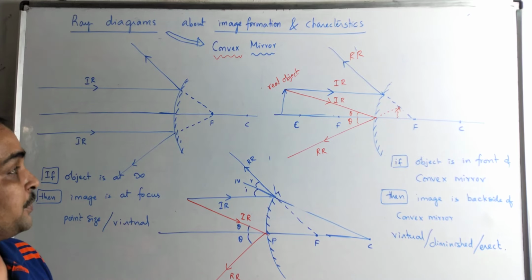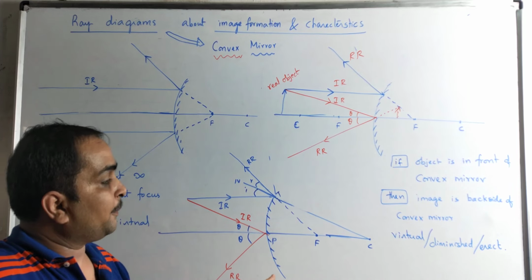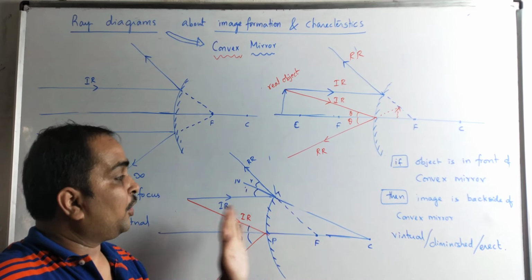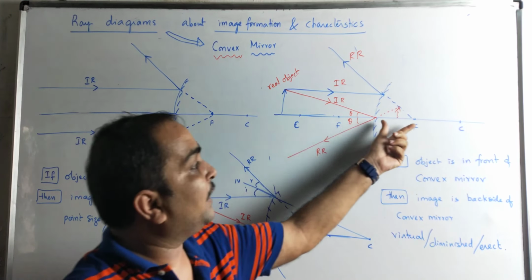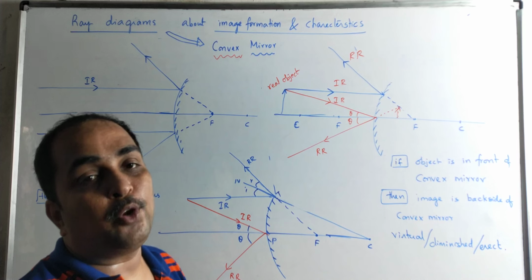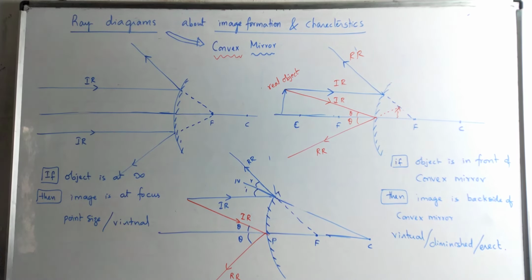So only two ray diagrams, but the point you need to understand regarding the convex mirror is that the center of curvature and focus will be on the right hand side but not the left hand side. We might have written F and C, but they are only to make the distances equal. That is not the real focus. Take a screenshot and remember these things.